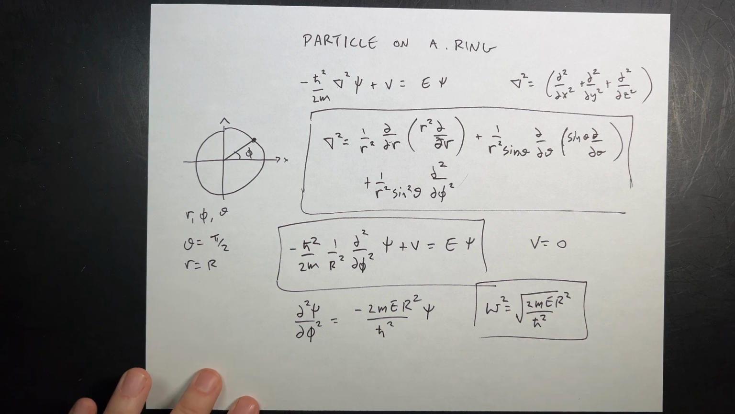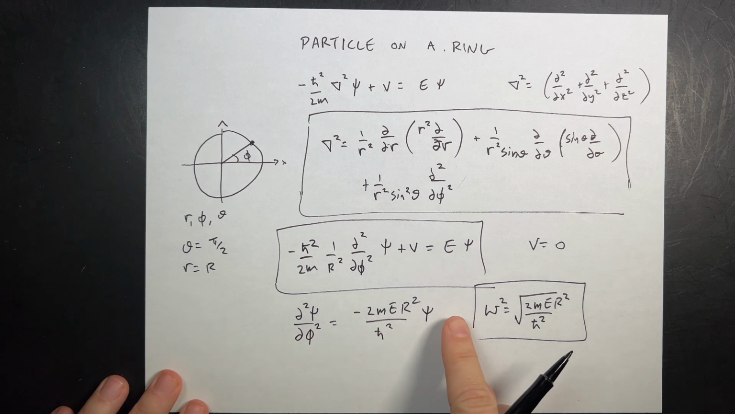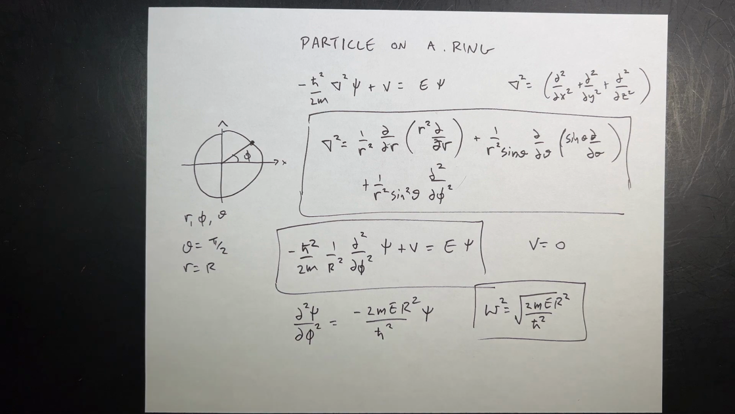Okay. So now it's pretty easy, right? What function do I take the derivative of twice and get the same thing back with the negative sign? We've done that a bunch of times. We did that same thing for the particle in a box, the one-dimensional box. And we know we could use sines and cosines. I'm going to use exponentials.